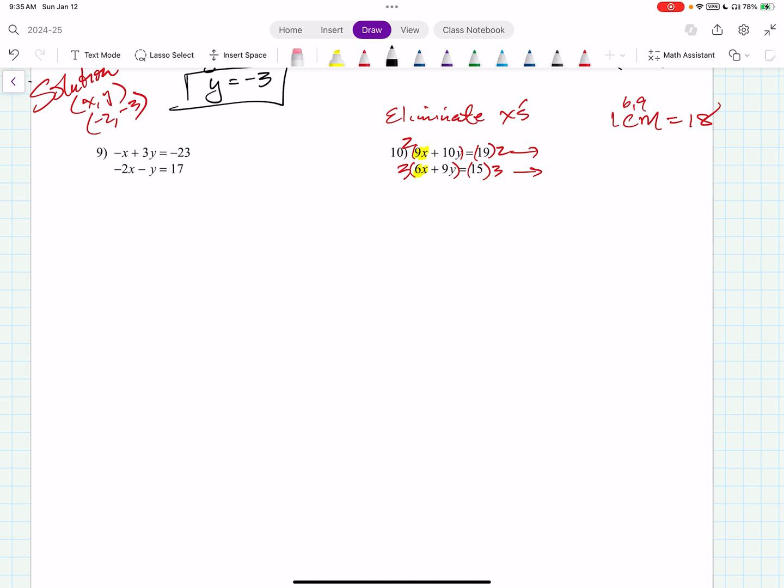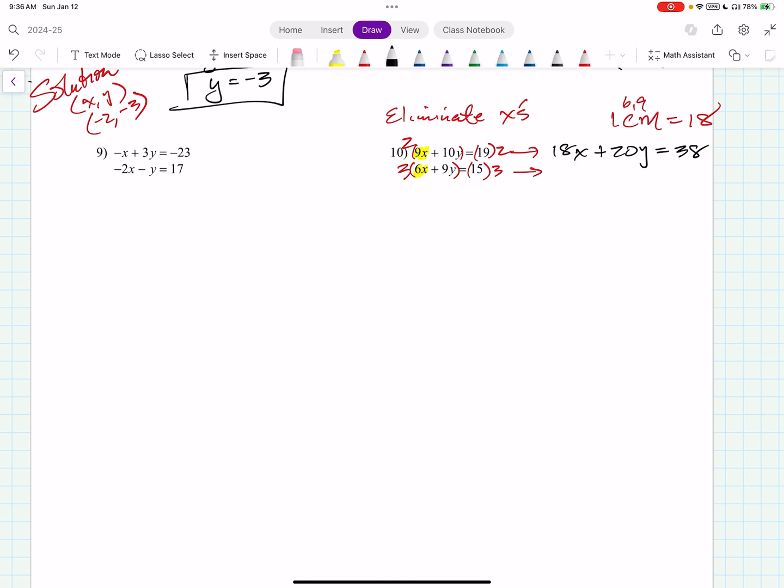Okay, so let's see what we got. The first equation here, 2 times 9x is 18x. 2 times 10y is 20y. Basically, we're just doubling it, guys. That's all you're doing. 2 times 19 is 38. So you just double everything on the first equation, and then you triple everything on the second equation.